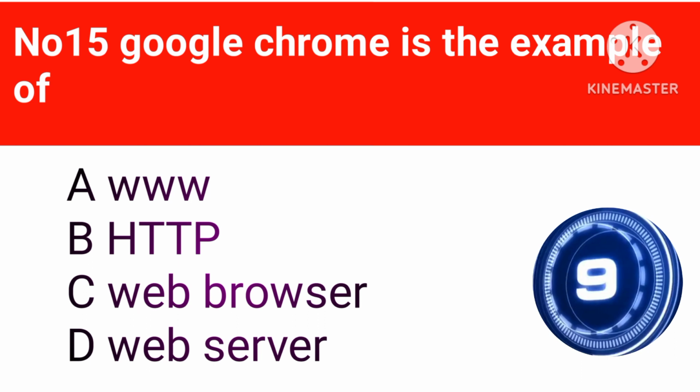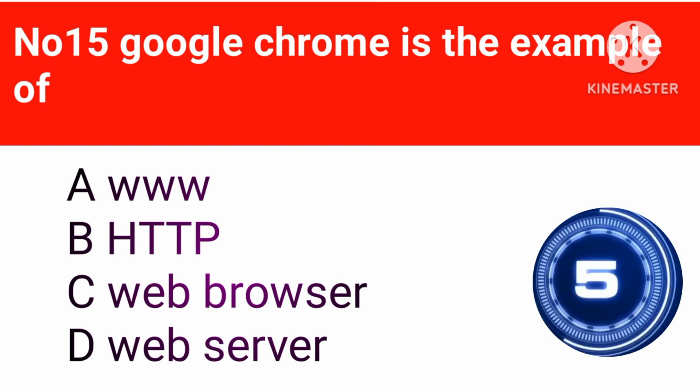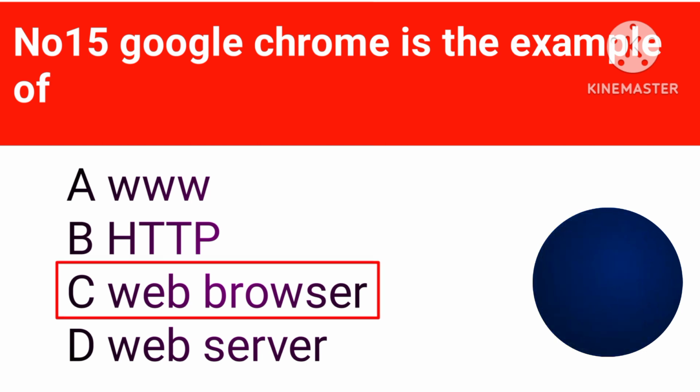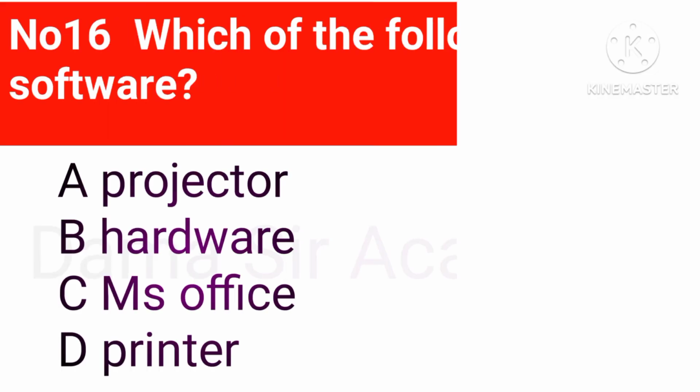Number 15. Google Chrome is the example of A. W. B. HTTP. C. Web browser. D. Web server. Right answer is option C. Web browser.